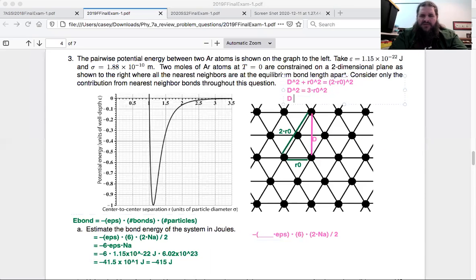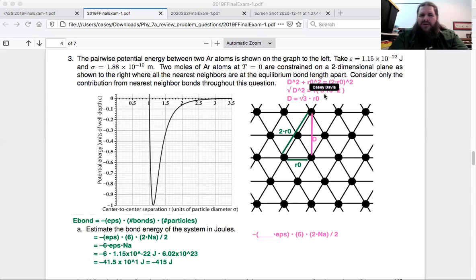D squared becomes just D. And we can split up square roots over multiplication like this. So that's going to be square root of 3 times square root of R naught squared, which is just R naught. So that distance D is going to be root 3 times R naught. Any questions on that so far?